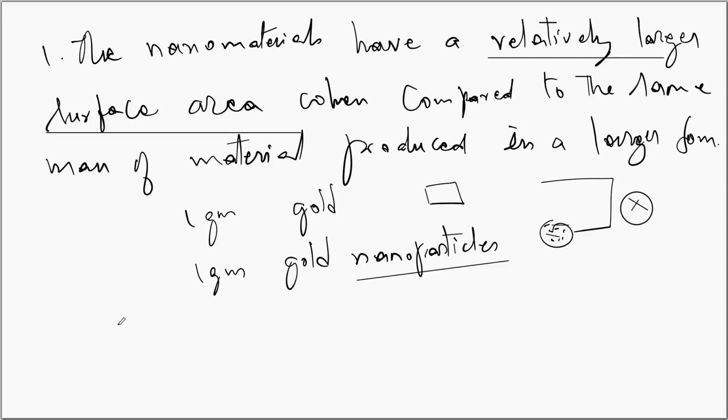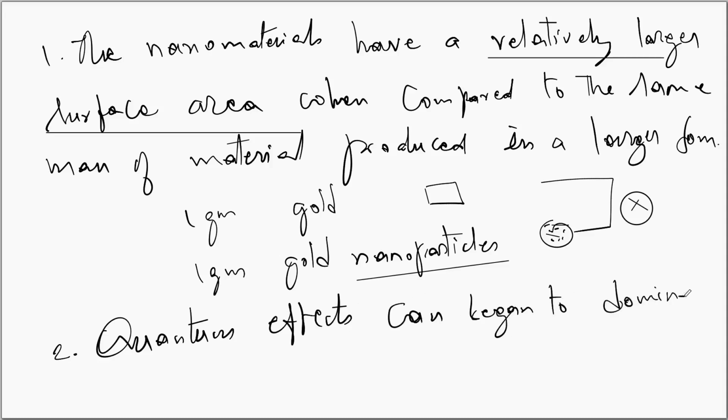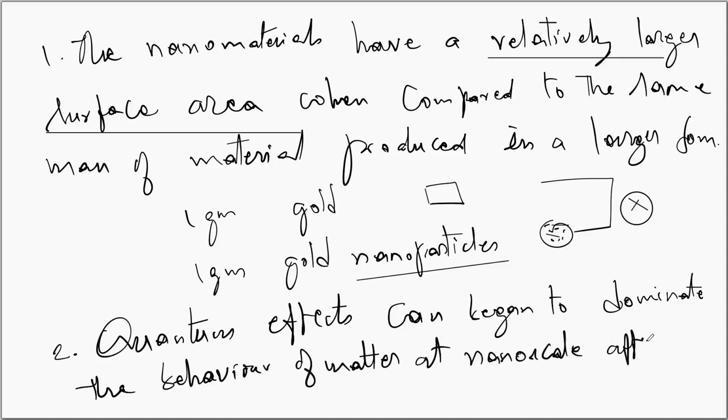The second reason is that quantum effects can begin to dominate the behavior of matter at the nanoscale, affecting the optical, electrical, and magnetic behavior of materials. When the size of the material particles becomes smaller, on the nanoscale, the quantum effects start dominating. As a result, we can expect different physical properties.